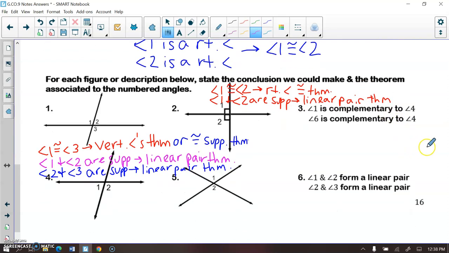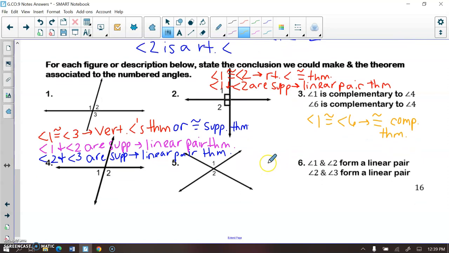All right, number 3 is a description. I have angle 1 complementary to angle 4, and I also have angle 6 complementary to angle 4. So this would mean that angle 1 is congruent to angle 6 by the congruent complements theorem. And I'm abbreviating, and you can too.